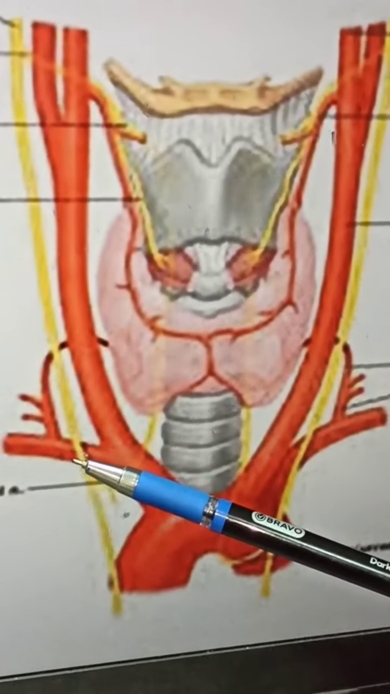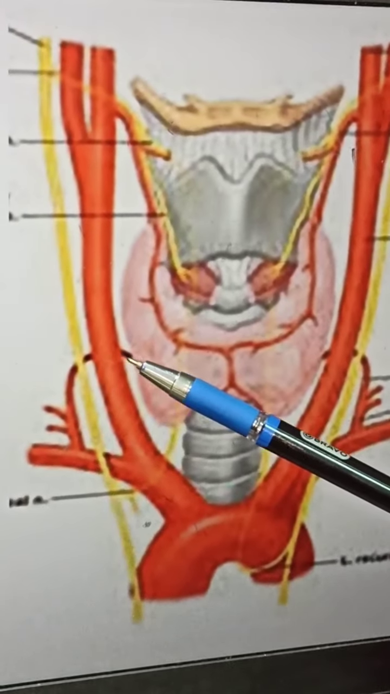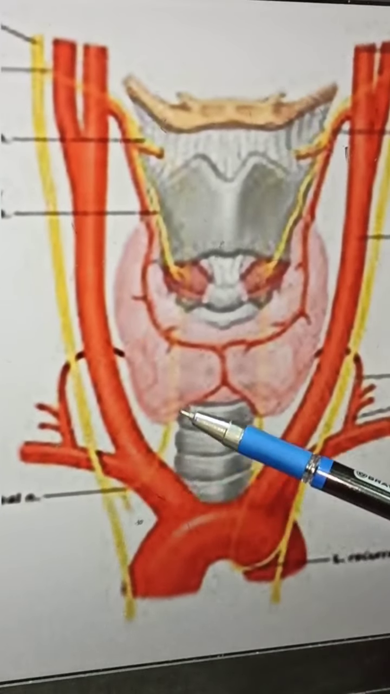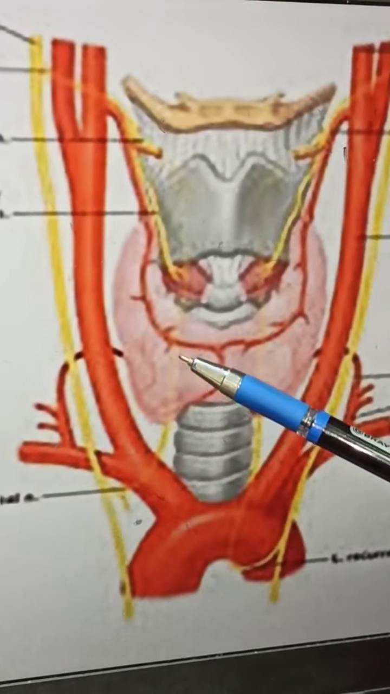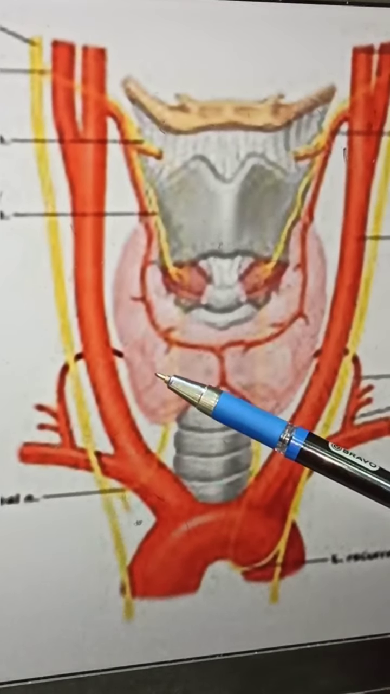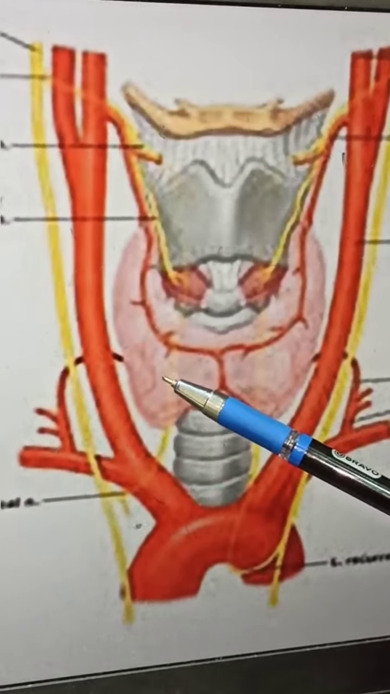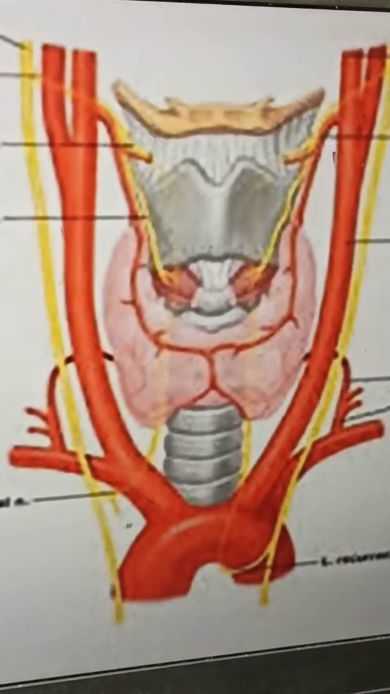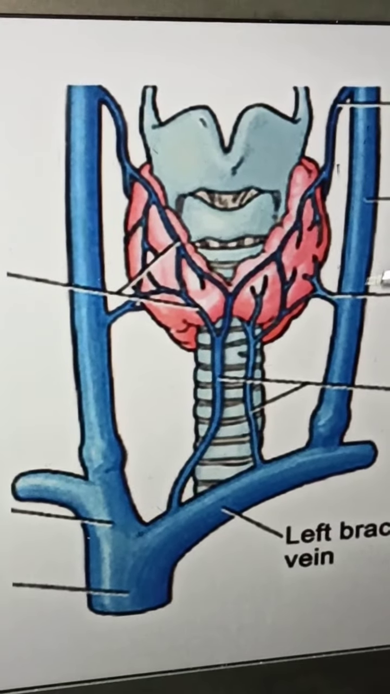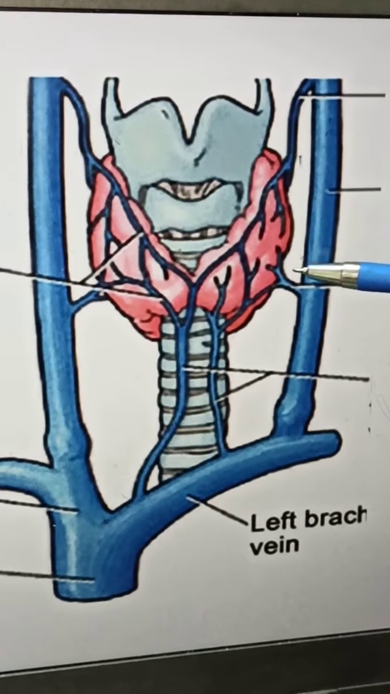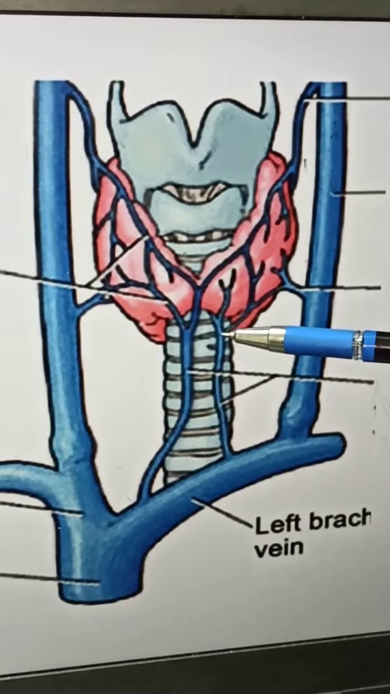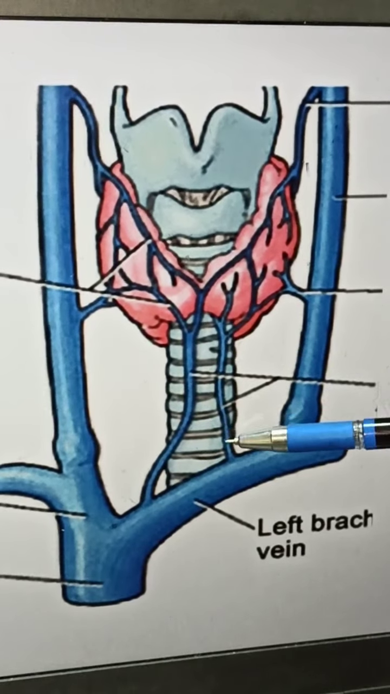Here is the inferior thyroid artery, and this nerve is the recurrent laryngeal nerve. They meet each other close to the gland on its posterior surface. This is the venous drainage of thyroid gland. Superior thyroid vein, middle thyroid vein, inferior thyroid vein.